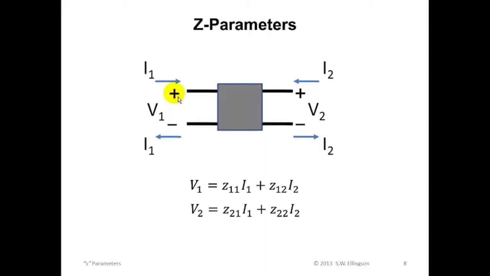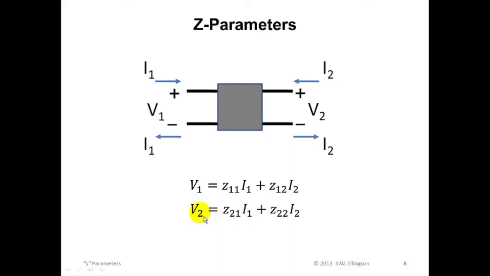The first scheme is z-parameters. You may have already encountered z-parameters. Z-parameters have units of ohms, and they can be interpreted as impedances because they relate voltages and currents. For example, Z21, this coefficient in the second equation, describes the effect of the current at port 1, that is I1, to V2.